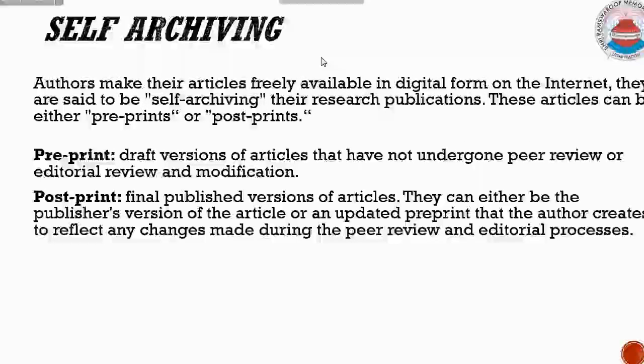This preprint is totally your efforts, the efforts of the authors. But postprint is when review has been done. Now comments are shared with the author. They made the due corrections and updated, and now the publisher also created the exact format of the journal. So it's a kind of thing which is ready for publishing. So postprint is the final published version of an article. They can either be the publisher's version of the article or an updated preprint. Updated preprint means that comments come, you correct it. That is updated preprint. So there is a difference.